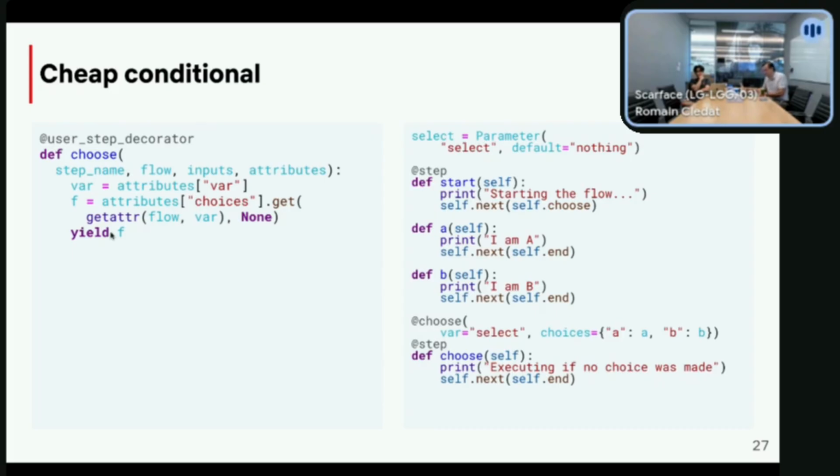So on the left-hand side, you can see that you will look at the variable that you need to make your choice on. In this case, it's passed through the attribute var, and then you'll basically get the step from the flow that you select based on the choice.